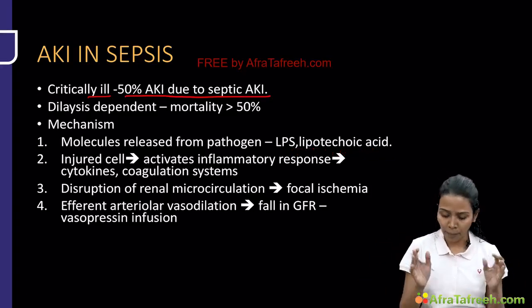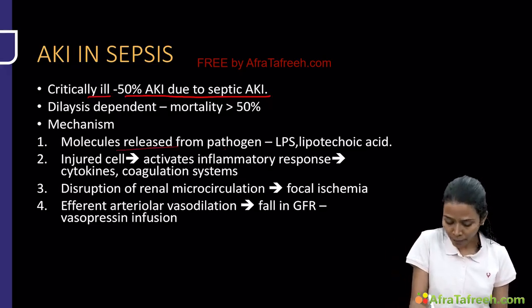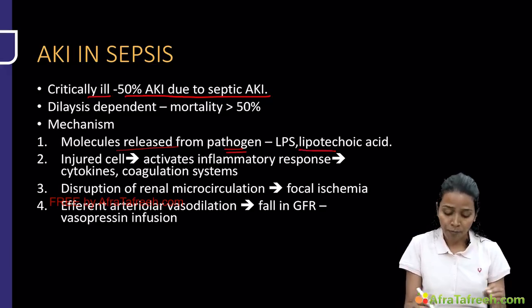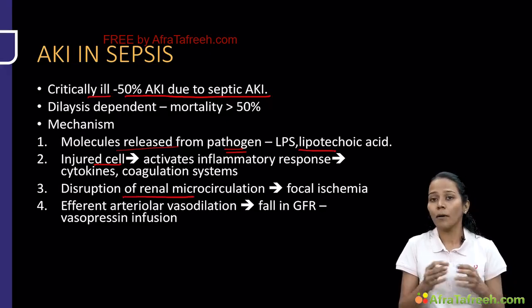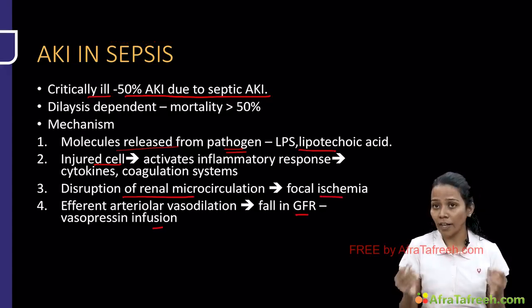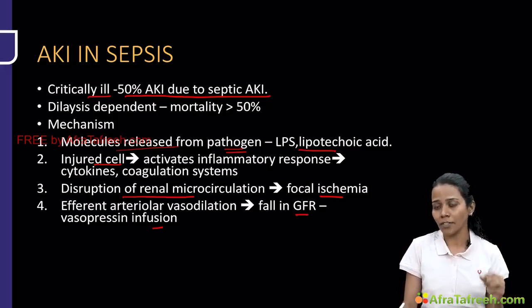Initially it was thought to be pre-renal, but now it shows that it is because of direct injury to the tubules, like molecule release from the pathogen, lipopolysaccharide, lipoteichoic acid going and affecting the proximal tubule, or it can be injured cells which activate the inflammatory response like cytokines and the coagulation system, or there can be disruption of renal microcirculation because the procoagulant system is activated causing focal ischemia. There is efferent arteriolar vasodilatation that is causing fallen GFR. So it was seen that when vasopressin was given, this was reversed. That is, patients had less chance of AKI because it causes efferent arteriolar vasoconstriction.